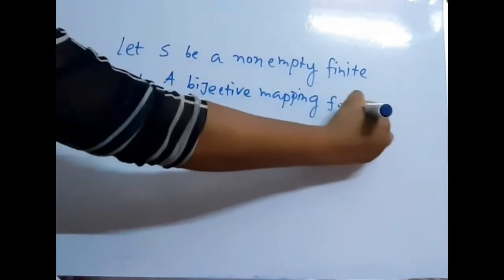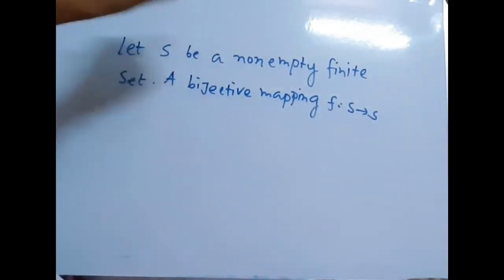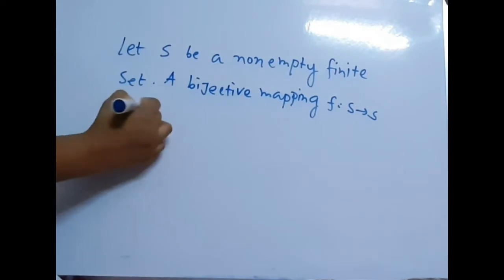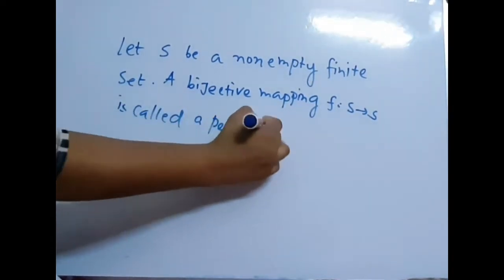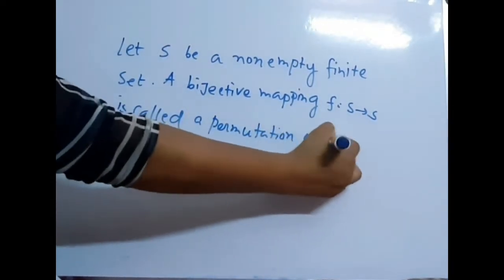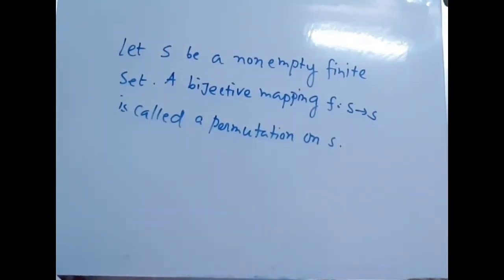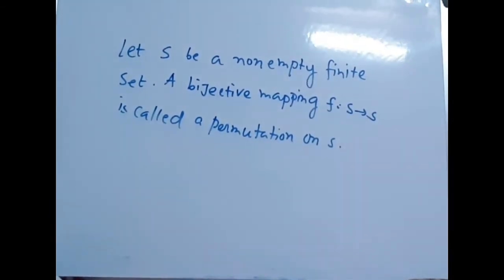f from S to S is called a permutation on S. A bijective mapping from a non-empty finite set onto the same set, so we say that f is called a permutation on S, and the number of permutations is n factorial, that is the number of bijective maps.